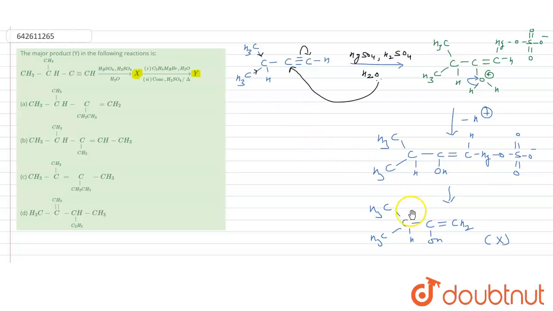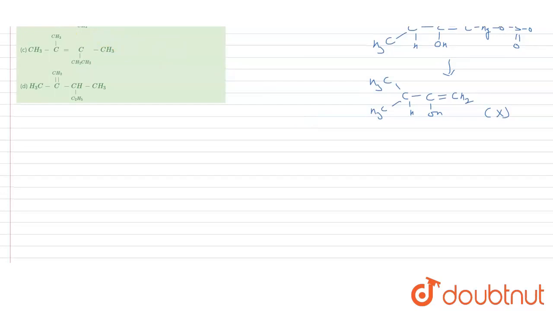Further, this X product is treated with Grignard reagent. Now you can say this is actually an enol system, and we know that an enol system is very less stable, so it will be tautomerized. That means there is a formation of the keto form. This is the enol form, so there is a formation of the keto form.